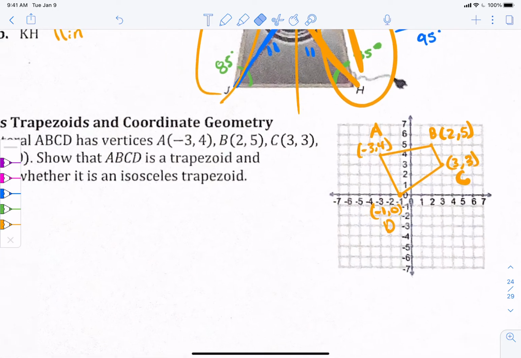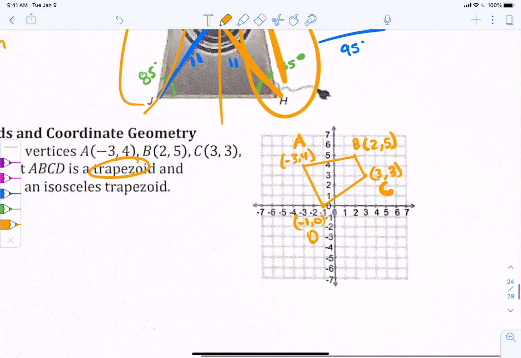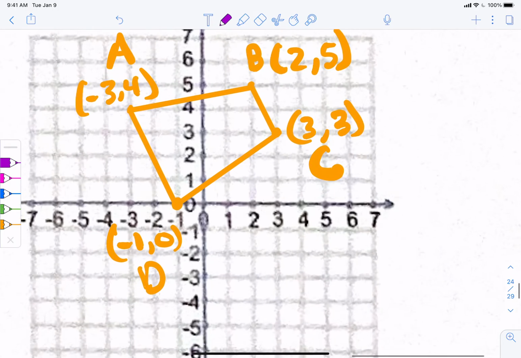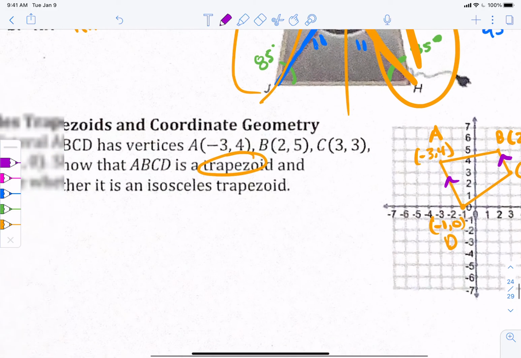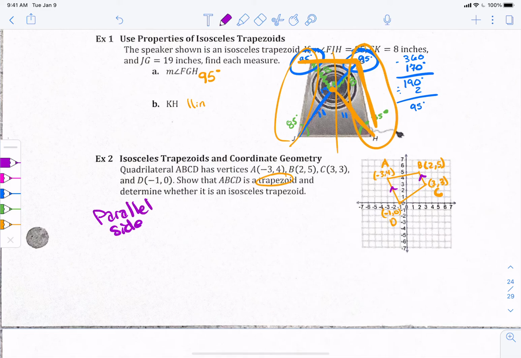We want to identify whether this is a trapezoid or not. What has to be true if this is a trapezoid? These have to be parallel. Which ones are parallel? BC and AD. Those are parallel. So we have to check to see if those are parallel. We're looking for parallel sides. The sides that we are assuming are parallel are BC and AD.